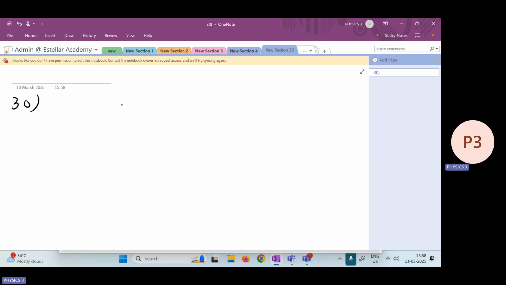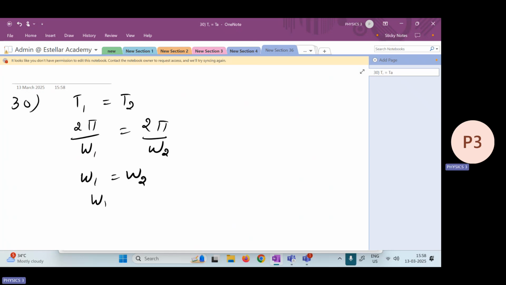In the 30th question, we are given a car going around a circle of radius r1 with constant speed. Another car is going around a circle of radius r2 with constant speed. If both of them take the same time to complete the circle, find the ratio of their angular speeds and linear speeds. They take the same time to complete the circle, which means T1 should be equal to T2. So 2 pi by omega 1 should be equal to 2 pi by omega 2. So we can see the angular speed of both of them would be the same, meaning omega 1 by omega 2 is 1.